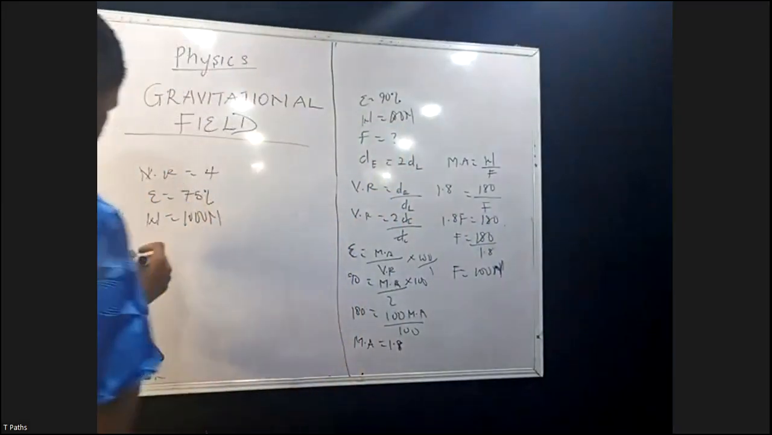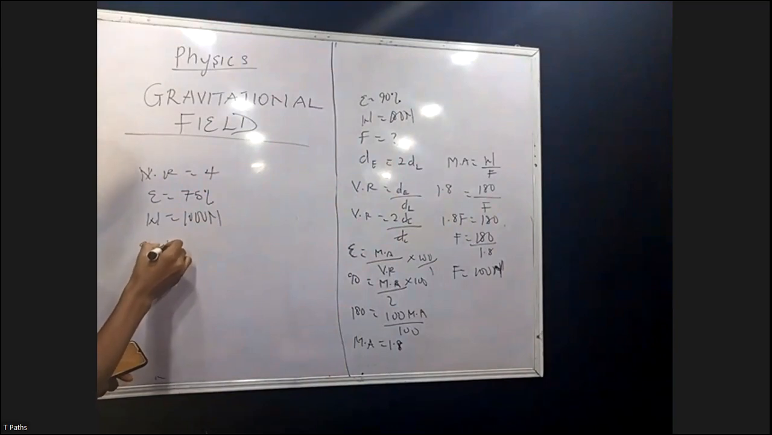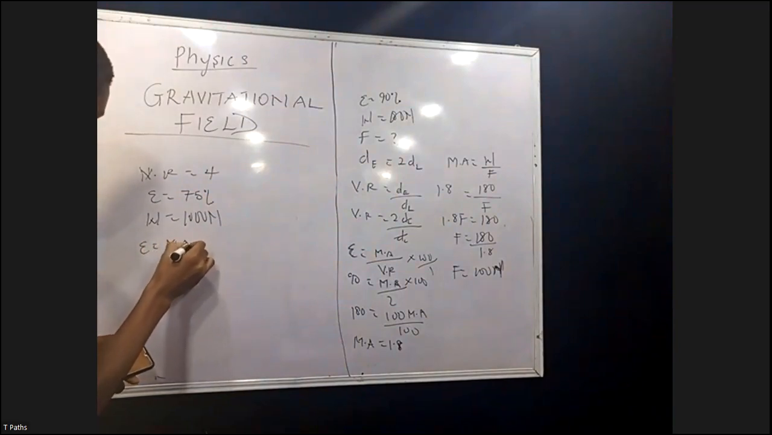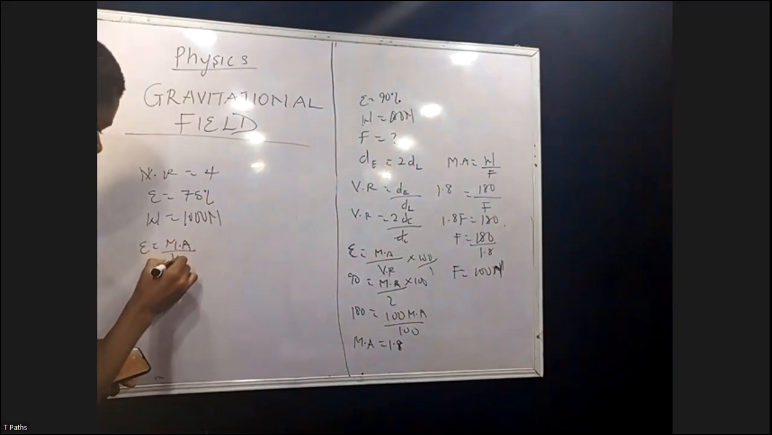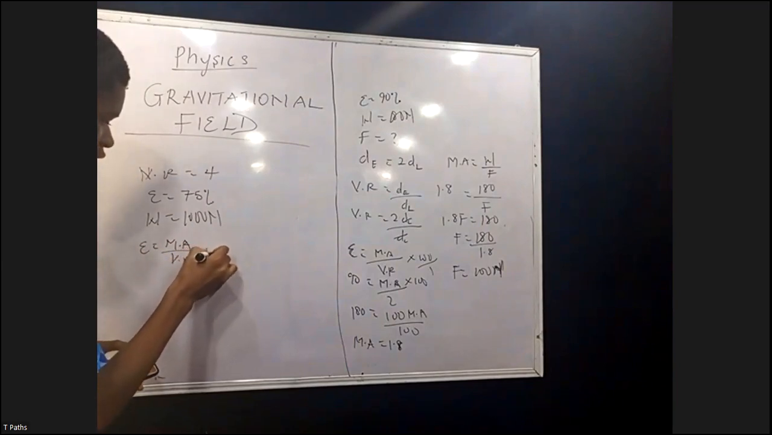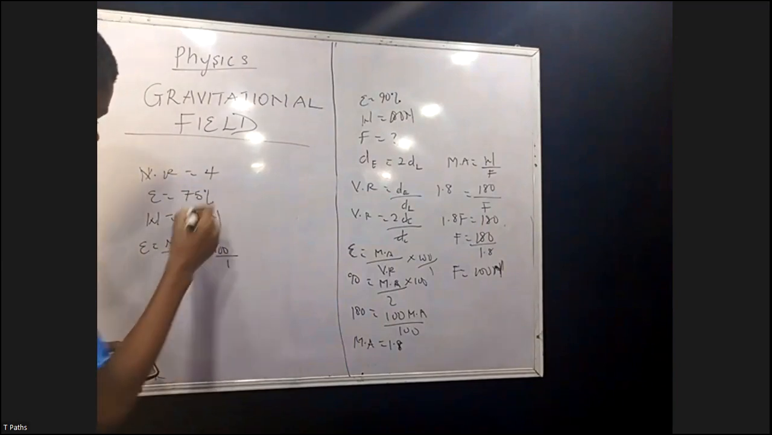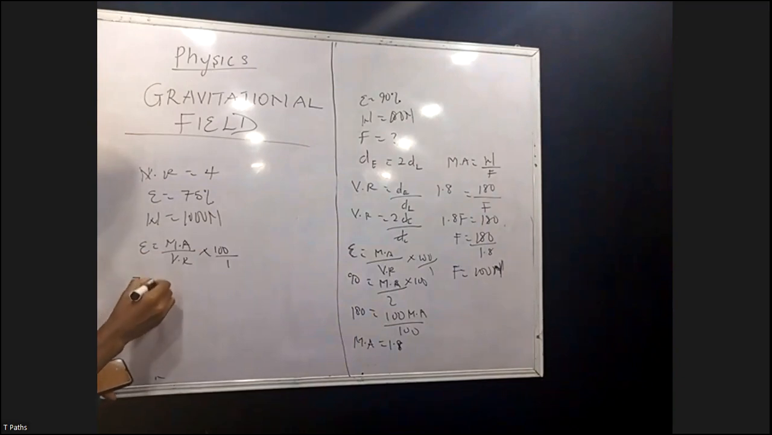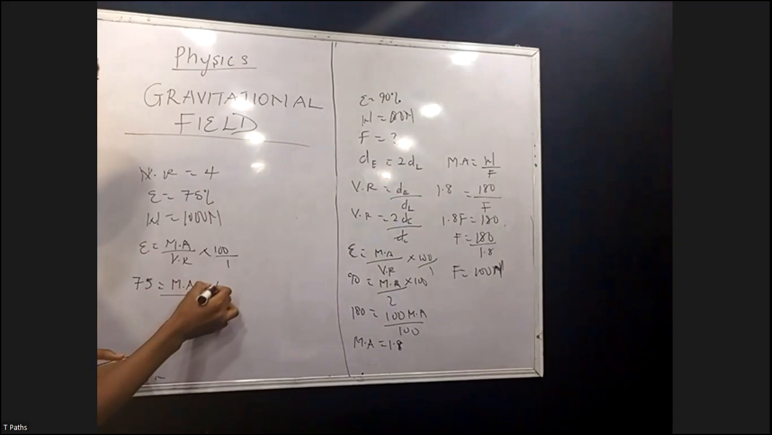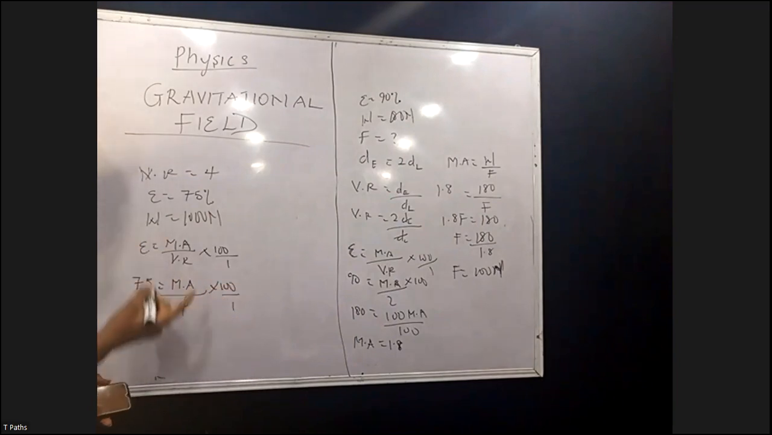So what I'm going to do is, efficiency is equal to mechanical advantage over velocity ratio and 100 over 1. Very similar to what we did. So this one is 75, which is my efficiency. Mechanical advantage, I don't know it yet. My velocity ratio is 4 times 100 over 1. If I cross multiply, I'll have 4 times 75, isn't it?